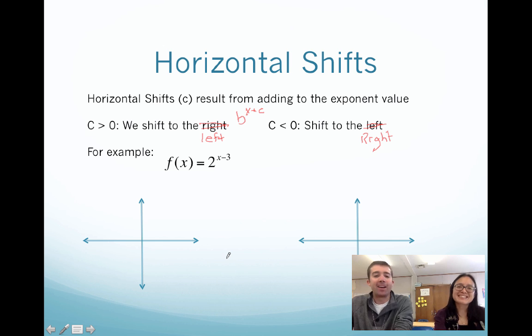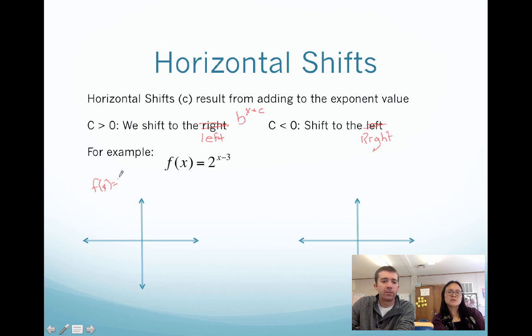Let's see. Okay. Well, let's take a look at the example. This is 2 to the x minus 3. So the parent function is 2 to the x. Yeah, so we can plot our 2 to the x, which we knew from last time. So here's 1, 2, 3, 4. There we go. So here's our parent function, going like that.